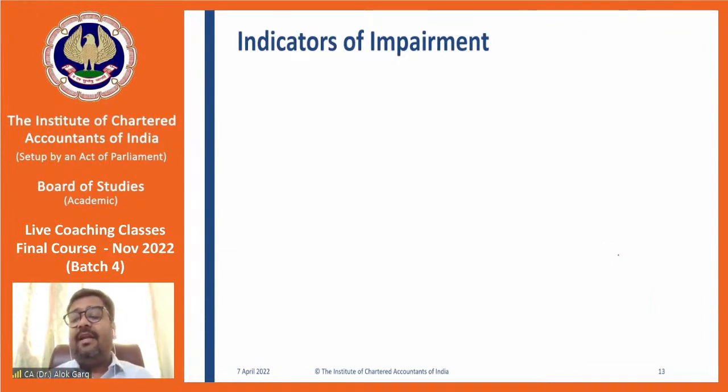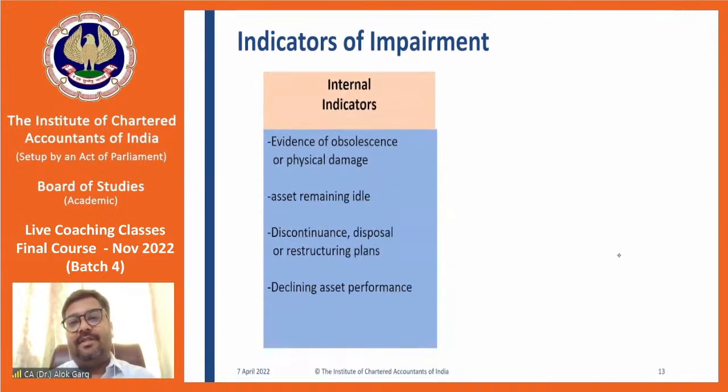Now, what is an indicator of impairment? Anyone can tell me what is the indicator of impairment? Have you seen the two indicators in your car, right and left indicator? So likewise, for impairment, there are two indicators. And what are those indicators? Internal indicator and external indicator. Right.